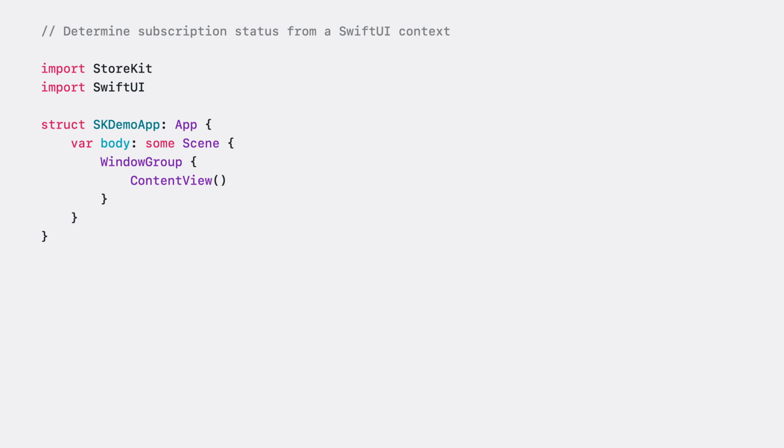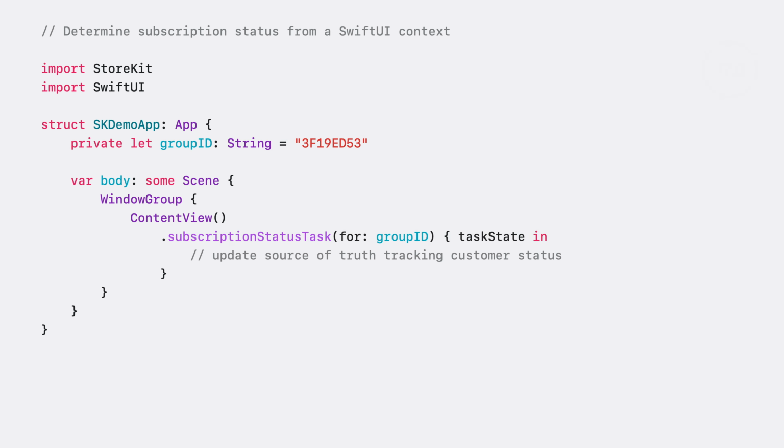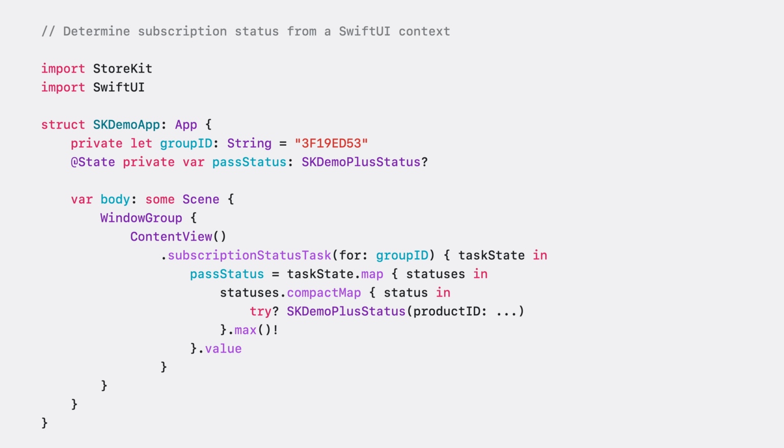Knowing which subscription plan to merchandise with a subscription offer view begins with determining the customer's subscription status. In apps written using SwiftUI, the most convenient place to do this is in your implementation of the app protocol. You then use this data to inform the rest of your view hierarchy. You can do this by declaring the subscription status task modifier introduced in iOS 17. Then, you translate the subscription statuses from StoreKit in this modifier into a model your app understands.